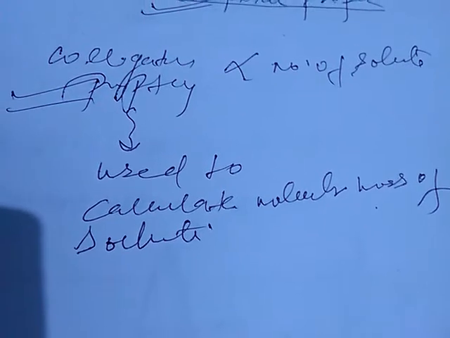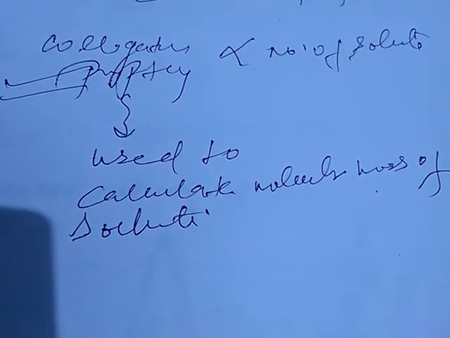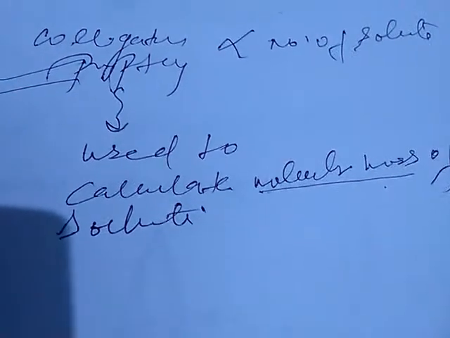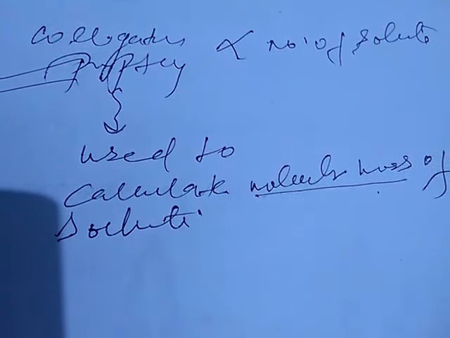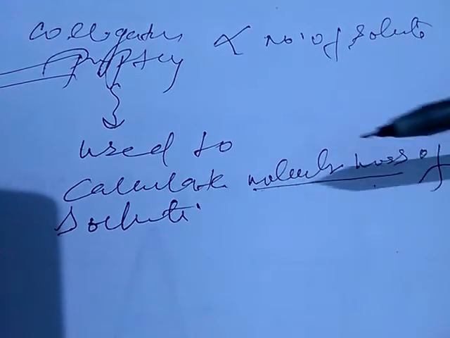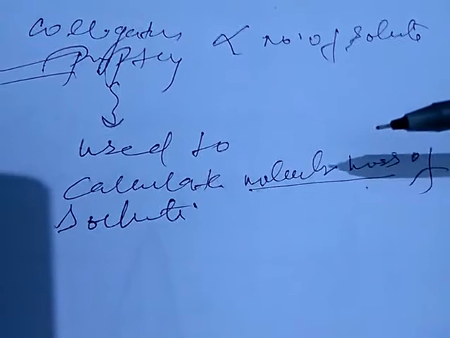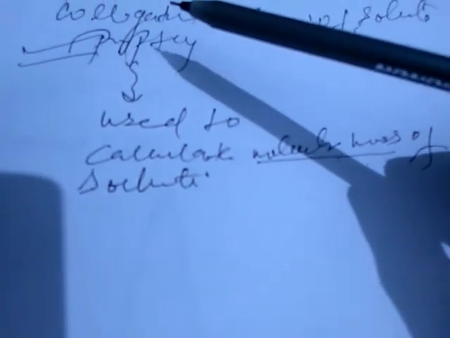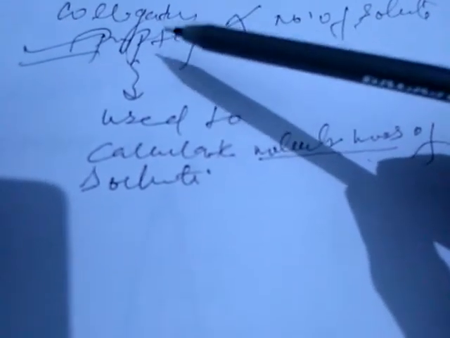But the abnormality which is observed in the colligative property leads to abnormal molar mass. If there is any abnormality in the colligative property, then ultimately the molar mass which we have calculated would not be the real one, it would be an abnormal molar mass. Then the question arises: what is the reason why the colligative property is showing abnormality?